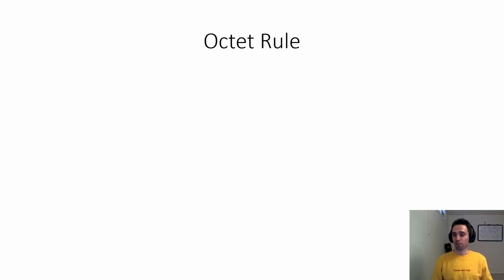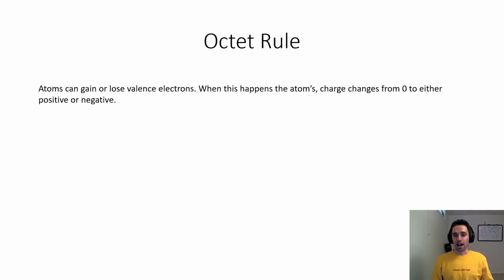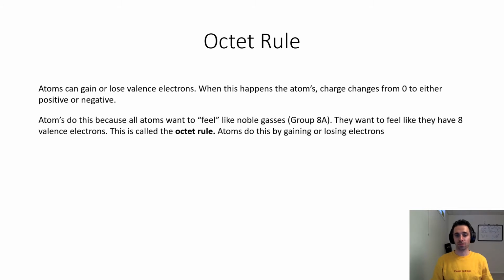So the Octet Rule. Atoms can gain or lose valence electrons. When this happens, the atom's charge changes from 0, neutral charge, to either positive or negative. Atoms do this because all atoms want to feel like noble gases. These are the elements in group 8A. They want to feel like they have 8 valence electrons. This is known as the octet rule.